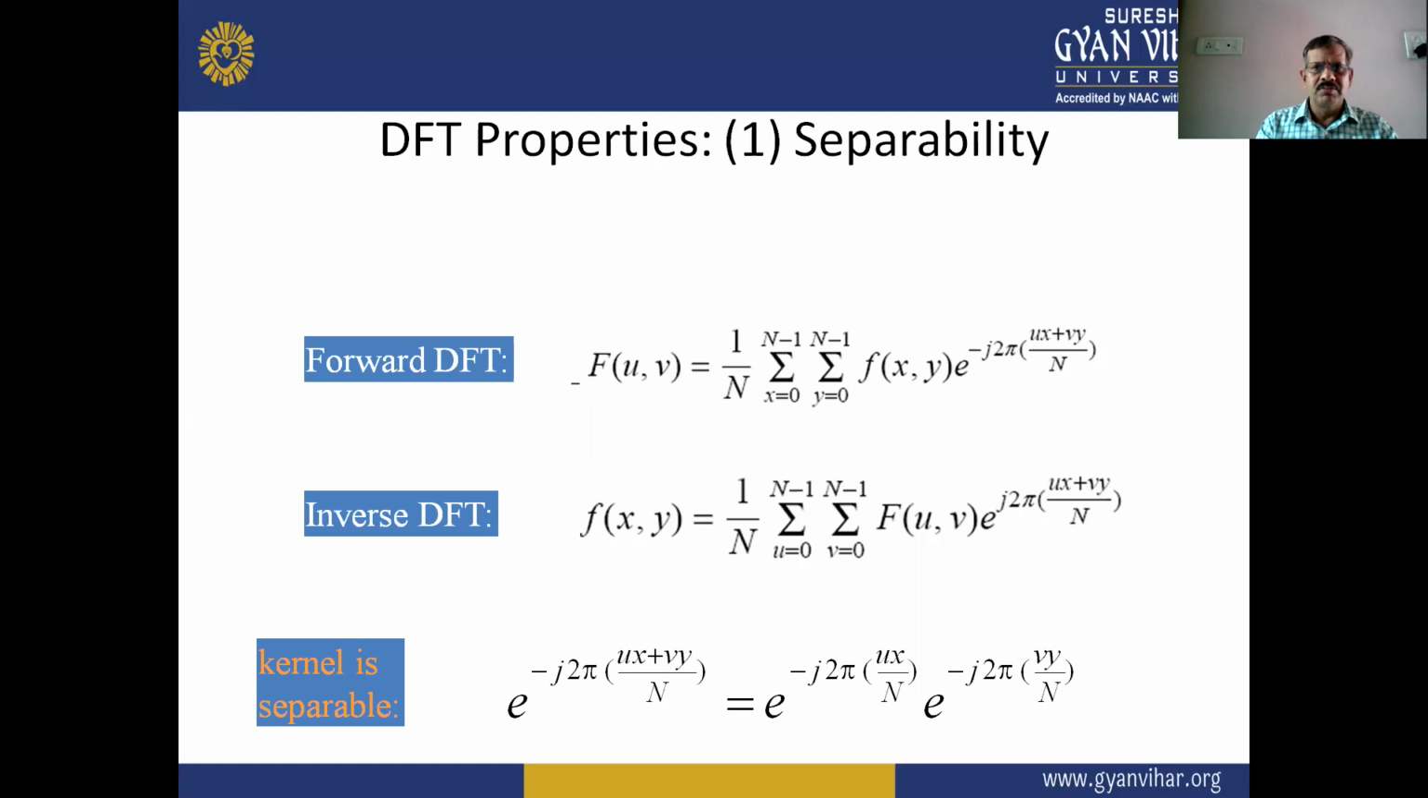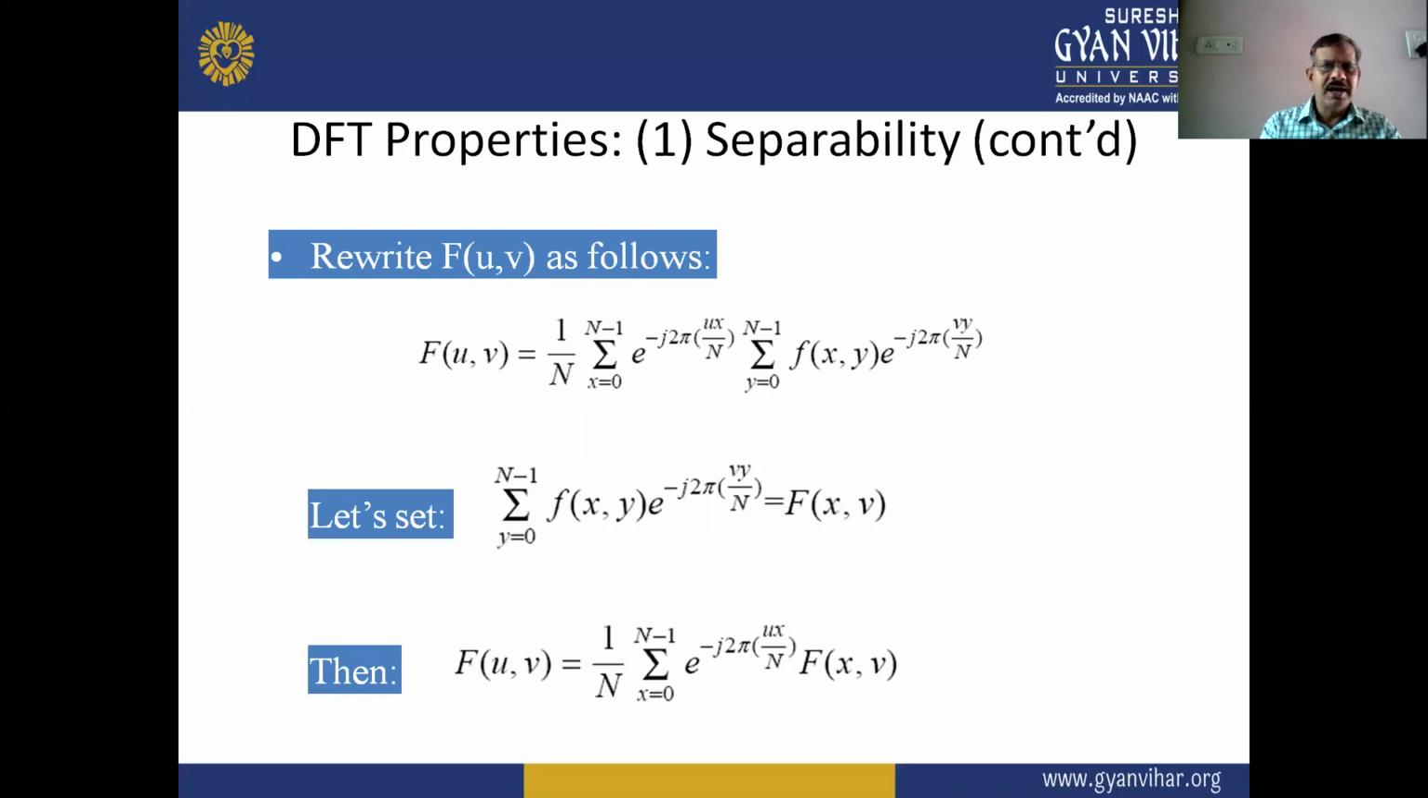DFT has some properties. So the first property is separability. The first property is for the forward DFT, the second for the inverse DFT, and the third is that the kernel is separable.